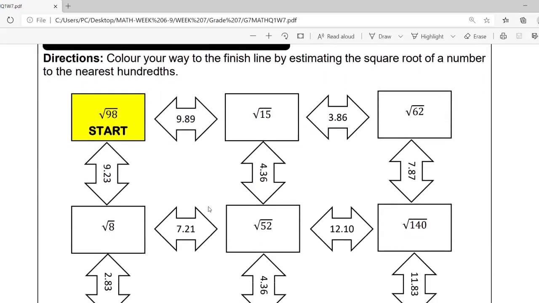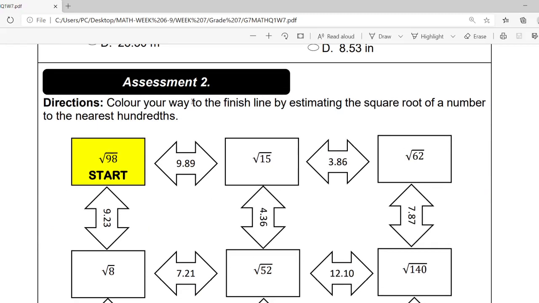Same here. So this here you're going to color your way to the finish line by estimating the square root of a number to the nearest hundredths. So here you're going to find the square root of 98 and then you shade. Okay, for example, the square root of 98 is this one, so you have to shade this one.